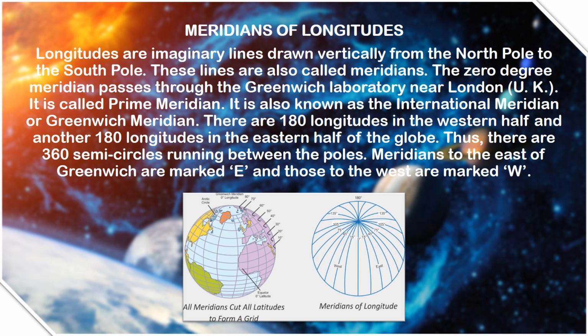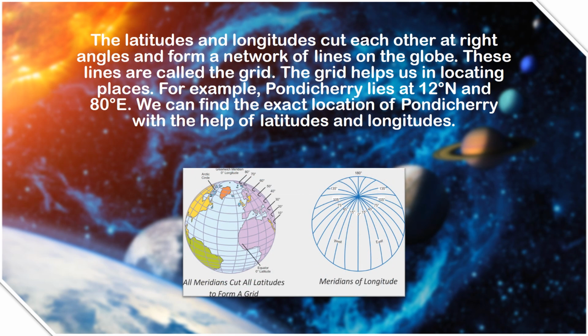The latitudes and longitudes cut each other at right angles and form a network of lines on the globe. These lines are called the grid. The grid helps us in locating places. For example, Pondicherry lies at 12° N and 80° E. We can find the exact location of Pondicherry with the help of latitudes and longitudes.